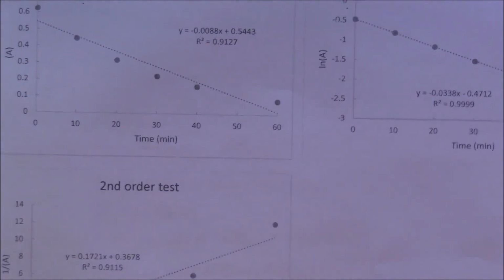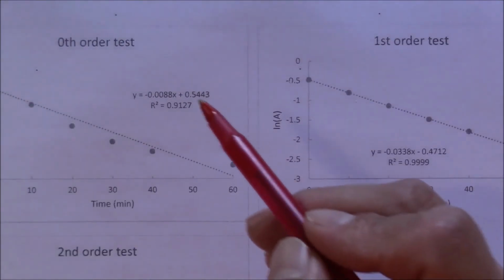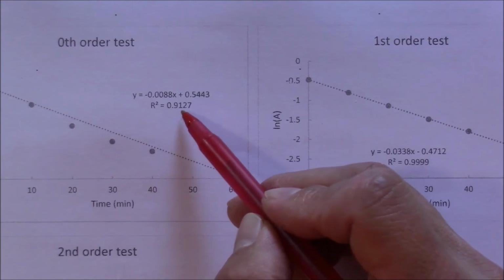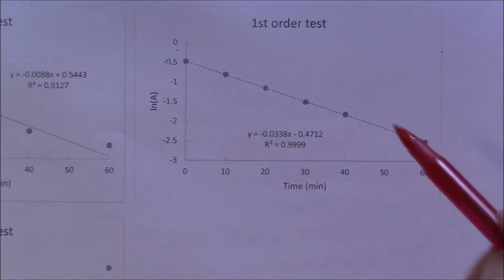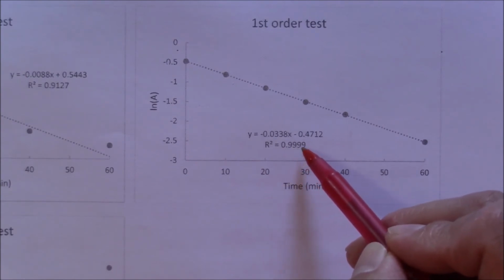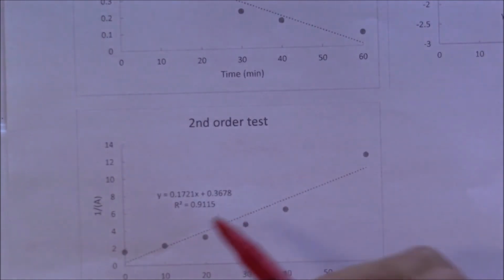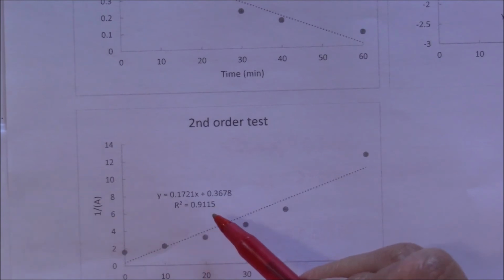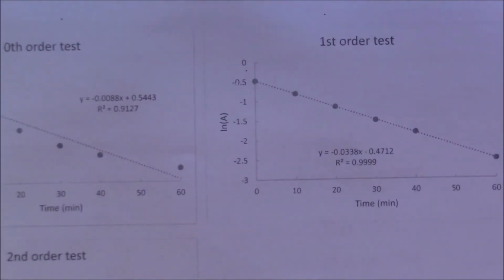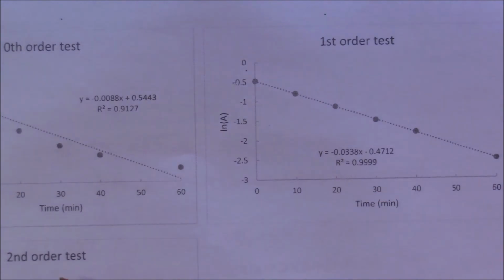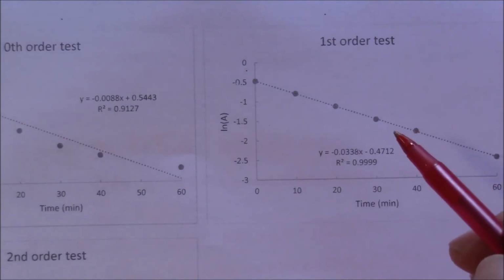As we plot, we will get an R-square value. For the zeroth order test, the R-square value is equal to 0.9127. For the first order test, the R-square value is equal to 0.9999. For the second order test, the R-square value is equal to 0.9115. Remember, for a perfect linear line, the R-square value is equal to 1. The closer the R-square value to 1, the more linear it is. Therefore, the reaction is first order reaction.